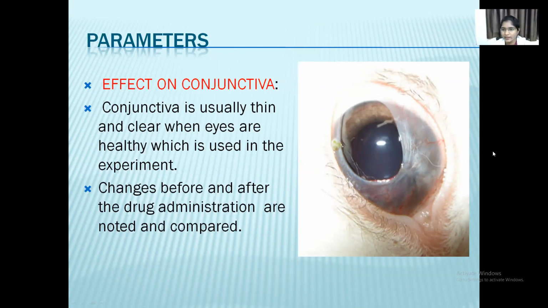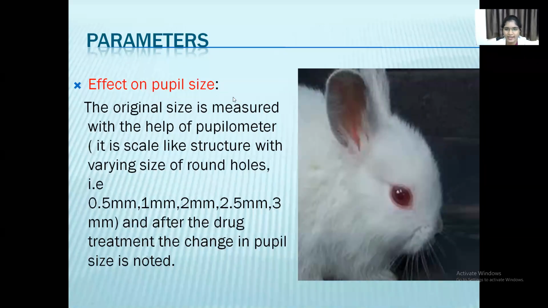Second is the effect on pupil. See here, this is the conjunctiva. You can see nicely visible blood vessels. And the second parameter is the pupil size. Here you can see the pupil size.